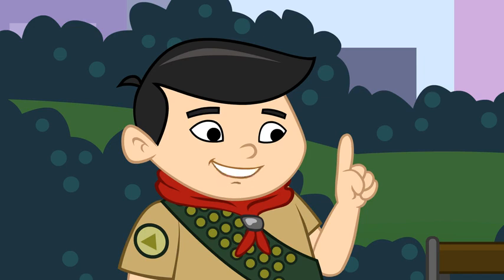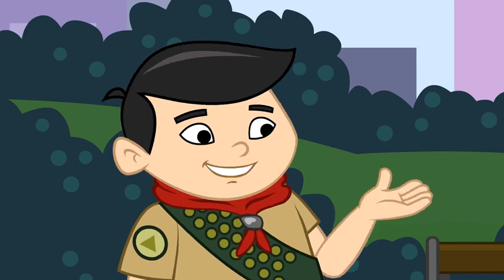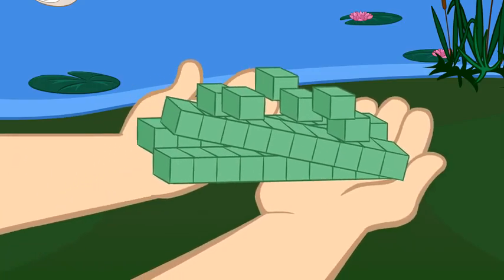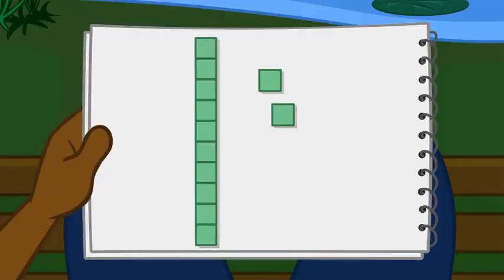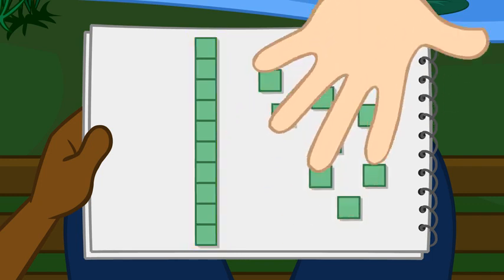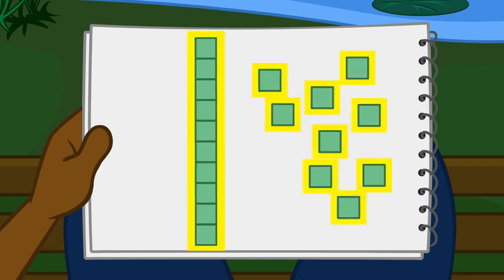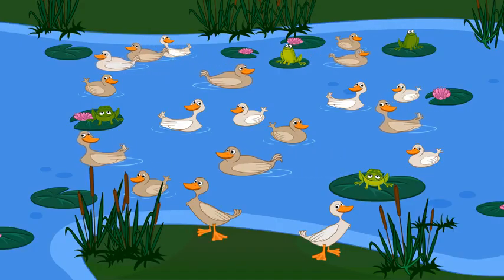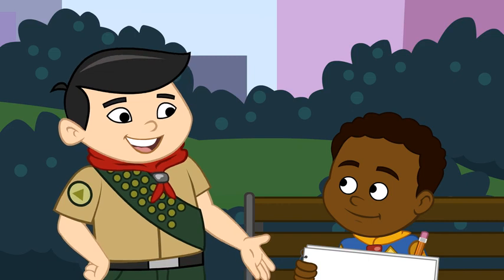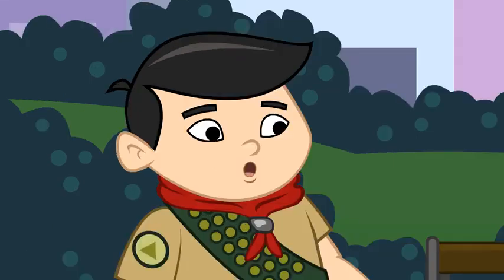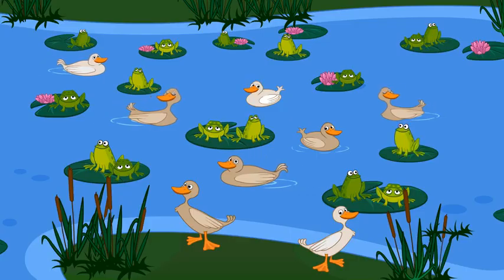You know, another way to solve a problem like this is to count with objects, like these. Here's a 10 and 2 ones to represent the 12 ducks that were in the pond. Then we add 7 more ones to show the ducks that flew in. Now you just need to find the total. Let's see. 1 10 and 9 ones equals 19. So that means there are 19 ducks in the pond. Sure does. Now, let's figure out how many frogs are in the pond.